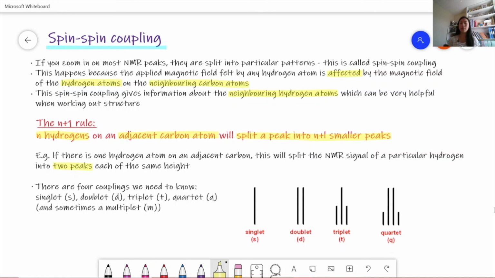So there are 4 couplings that we need to know about. And the first is a singlet, then a doublet, a triplet, and a quartet. And sometimes we can use a multiplet if we have more than 4 peaks. So we have a diagram on the right of each of these couplings. A singlet is just 1 peak, a doublet is 2 peaks, a triplet is 3, and a quartet is 4. So the singlet is caused by having 0 hydrogens on the adjacent carbon.